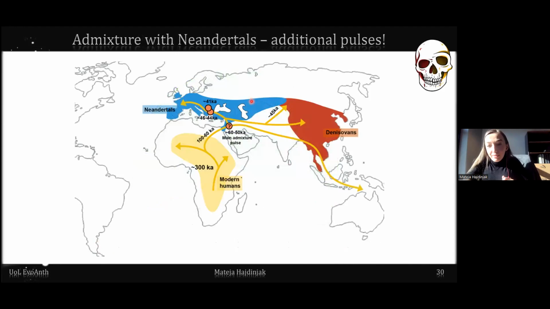Therefore, this is just summing it up. The main pulse, which most of the present-day non-Africans are sharing, and then additional admixture events with Neanderthals. And given the amounts of Neanderthal ancestry in the present-day and ancient East Asians, it has been argued that there were additional pulses or dilution in the West.